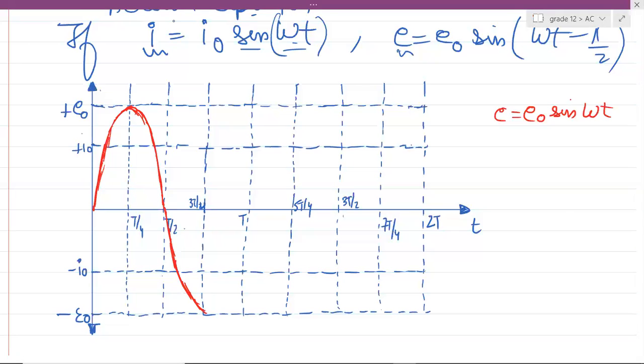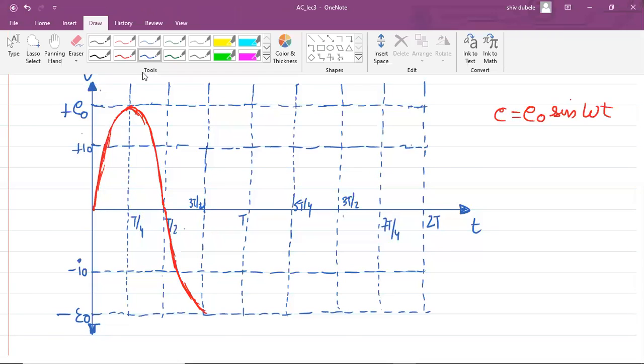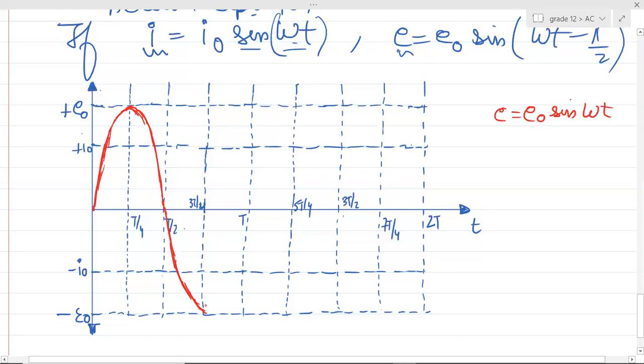3t by 4, 0.75, 0.25, 0.5, 0.75, 1, 1.25, 1.5, 1.75, 2. It's like this. So guys, can you see this particular thing? The first graph which I have drawn is for EMF, the red one. And can you see it is just following the normal sine omega t curve, right? Yes or no? Is this clear?